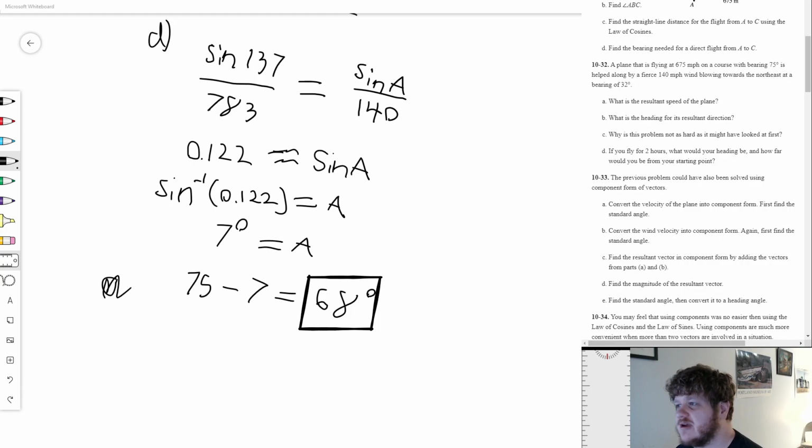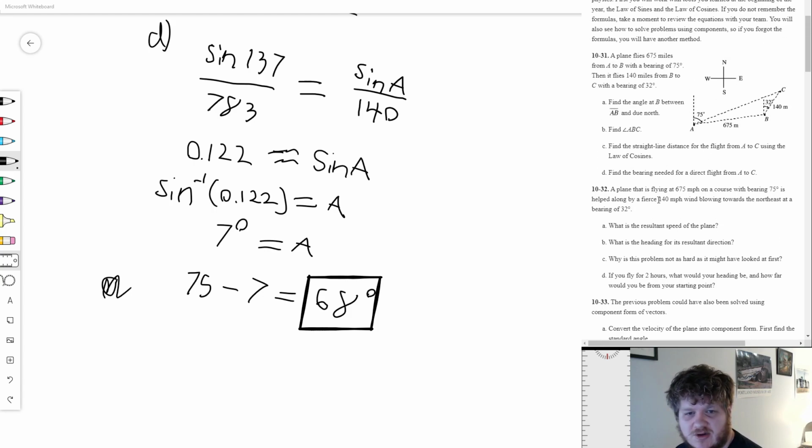Now, what we're going to do is move on to 32, which now we're just looking at sort of a plane with a speed. So a plane that is flying at 675 miles per hour on a course with a bearing of 75 degrees is helped along by a fierce wind, 140 miles per hour, blowing towards the northeast with a bearing of 32 degrees. What is the resultant speed of the plane?